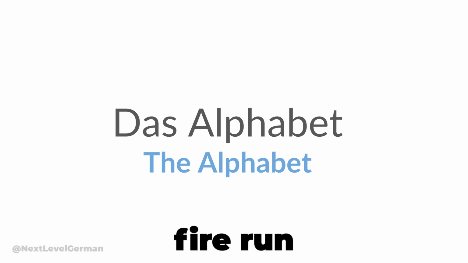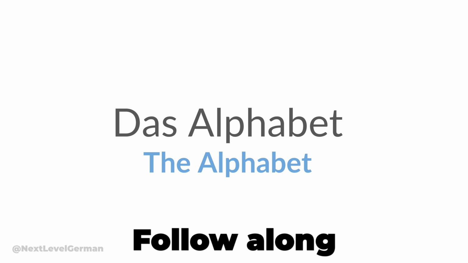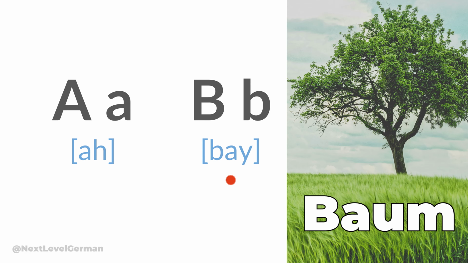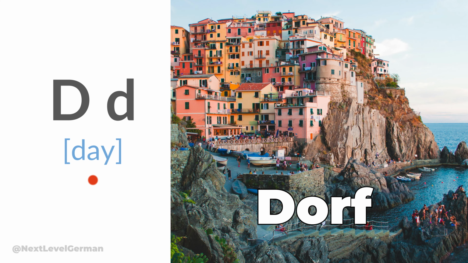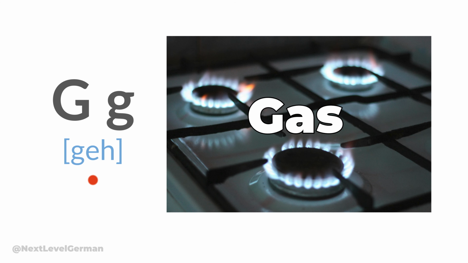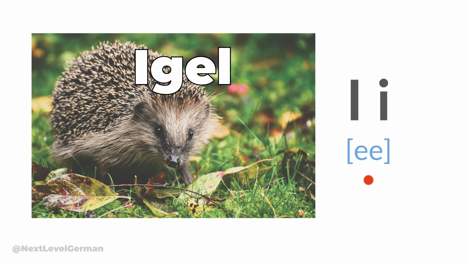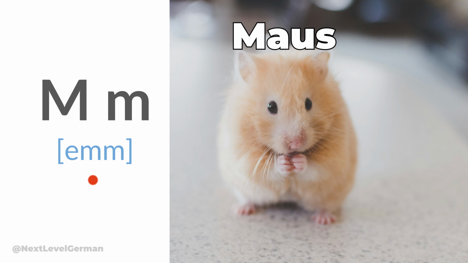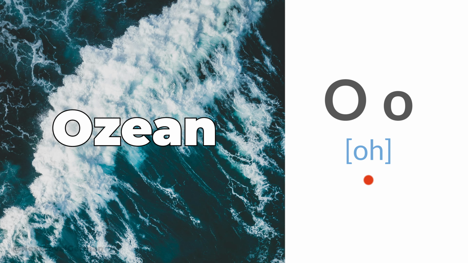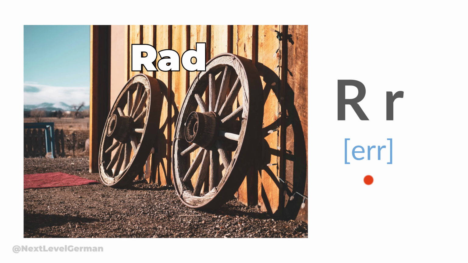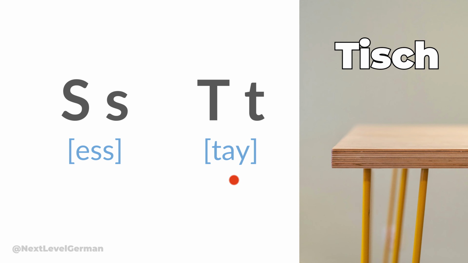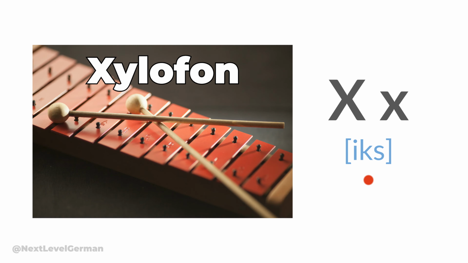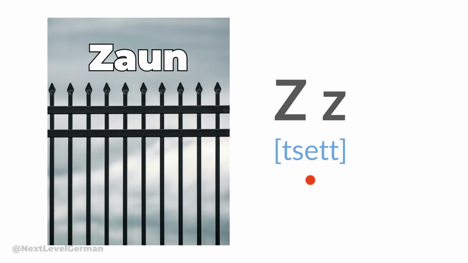Let's start with a rapid-fire run-through of the German letters. Follow along and try to mimic the pronunciation. Ready? A, B, C, D, E, F, G, H, I, J, K, L, M, N, O, P, Q, R, S, T, U, V, W, X, Y, Z.